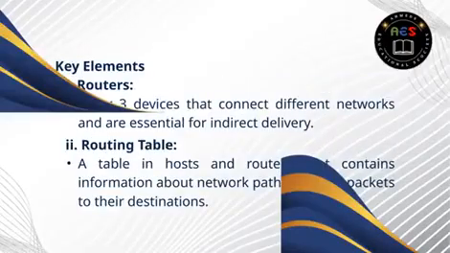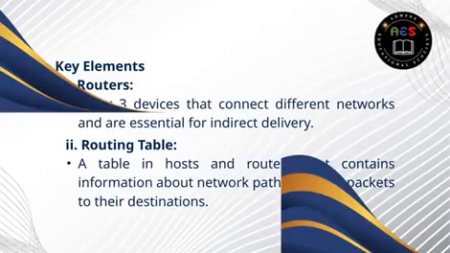Let's take a closer look at some key elements that keep our networks running smoothly. First up are routers. These are Layer 3 devices, which means they operate at the network layer. Their main role is to connect different networks, and they're essential for making sure data can travel indirectly between devices that aren't on the same local network. Without routers, our internet wouldn't be able to send information across diverse networks seamlessly.